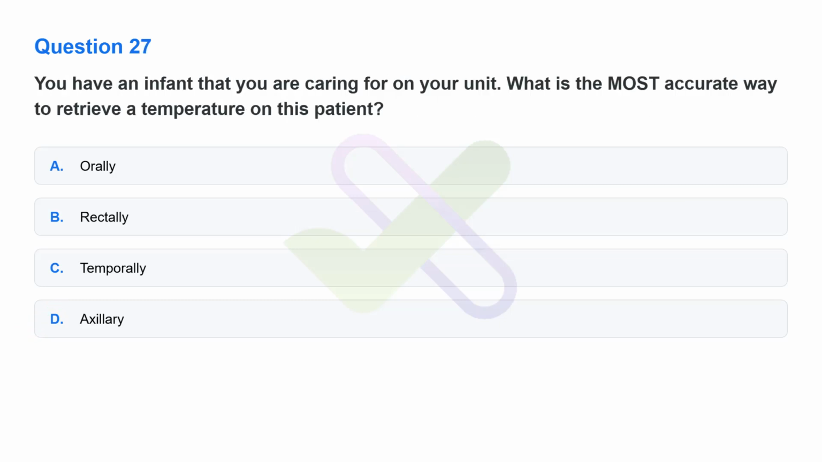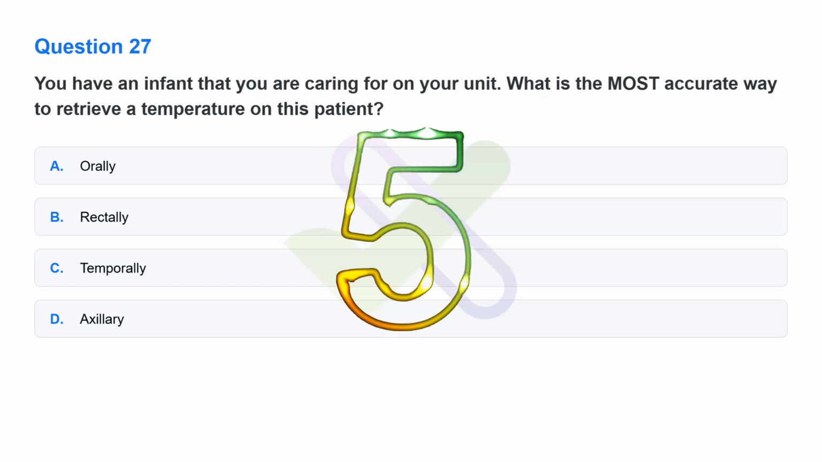You have an infant that you are caring for on your unit. What is the most accurate way to retrieve a temperature on this patient? A, Orally, B, rectally, C, temporally, D, axillary.